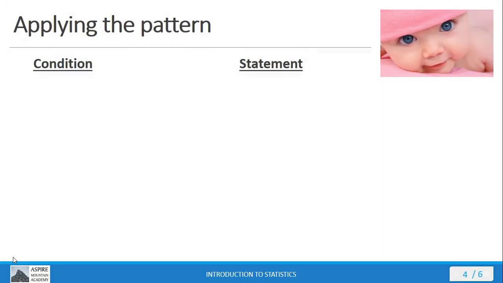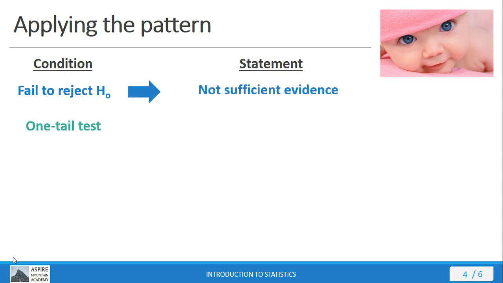Let's take a look at how this pattern is applied. And we're going to use that previous example, the XOR method that we've been using in previous mini lectures, to show you how this is done. So the conditions we had from that hypothesis test was we failed to reject the null hypothesis, and we had a one-tailed test. So from that we know we're going to say there's not sufficient evidence, and we're going to say that we're going to support the claim.